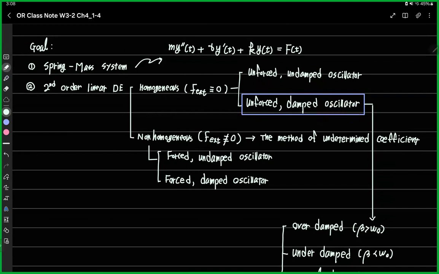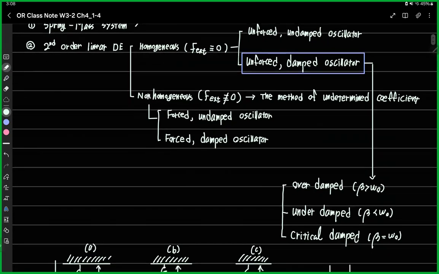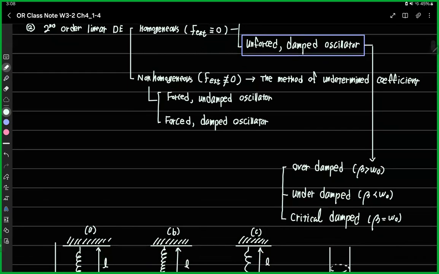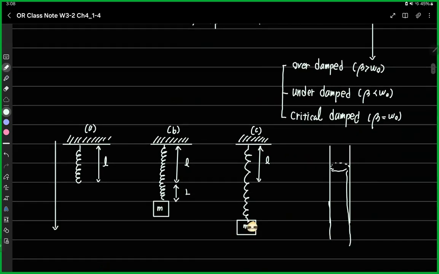Definitely we want to find the solution for each case, but in sections 4.1 and 4.2, we want to focus on the unforced damped oscillator. And we'll end up with three cases when you try to solve the equation: overdamped, underdamped, and critically damped. Just imagine what happens when you pull down the object in the cylinder and then release it. Then we see the spring will vibrate, right? In that case, it's underdamped.